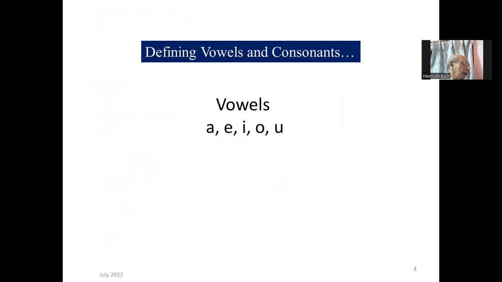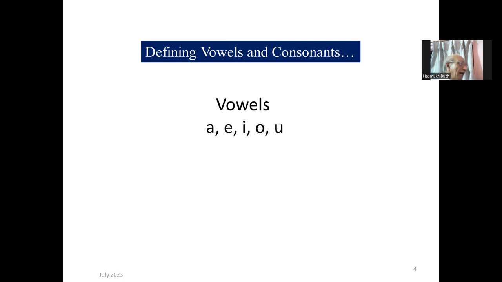Now, as we speak any language, vowels and consonants are very important. In English, the vowels are usually A, E, I, O, U. We are familiar with the letters of this language and several other languages. But apart from the letters, there are sounds and symbols. If somebody is a phonetician, a phonetics expert, will be more comfortable with sounds and symbols.